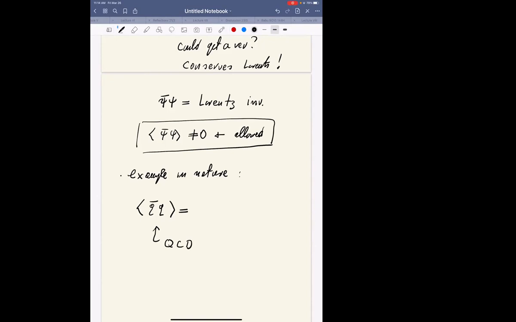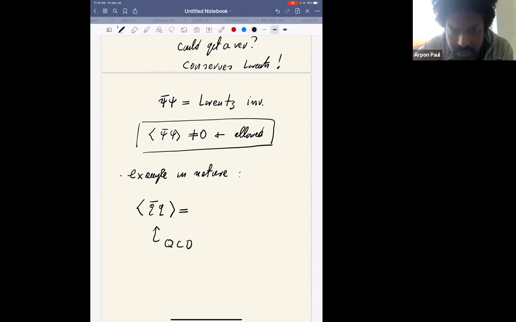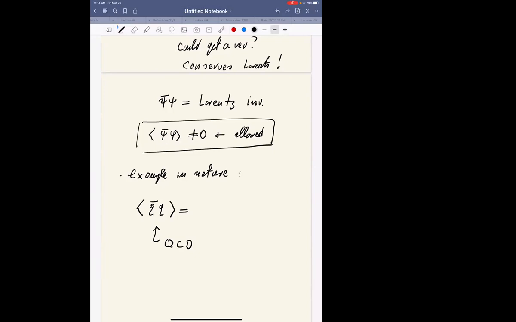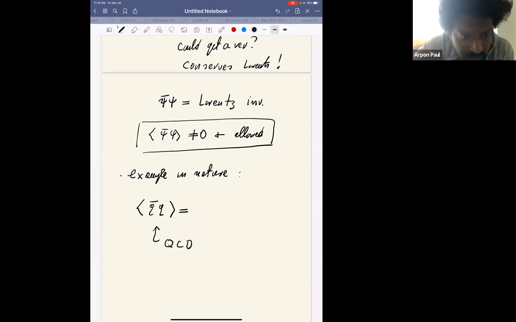What is the dimension of Q bar Q? Who can help me? Fields carry dimension, you knew that. You actually told me that you knew what the dimension of a fermion field was. Fermion fields carry dimension 3/2. So what is the dimension of this? So it's 3. Thank you.